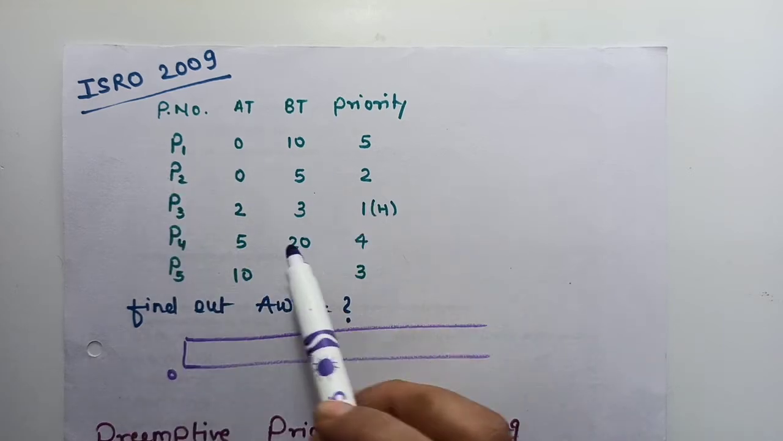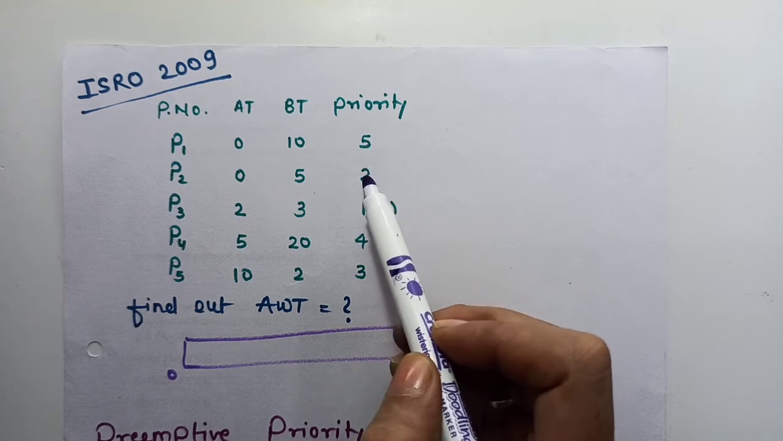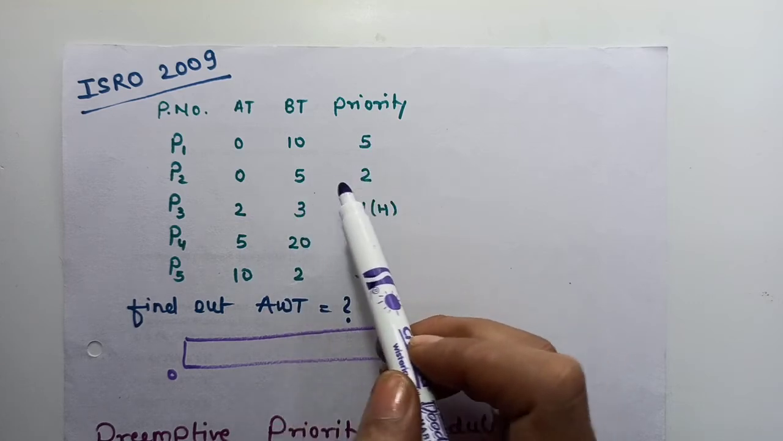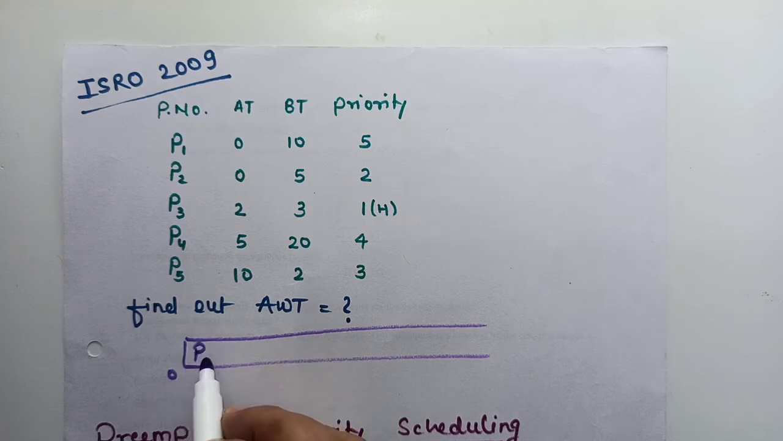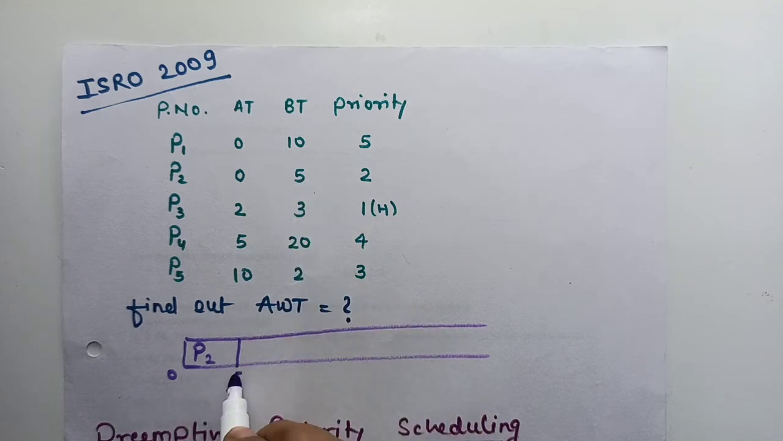So at time 0 we have two processes and they have the priority 5 and 2. That means the lower the number, the higher the priority. That means process P2 is having the highest priority. So we will schedule process P2 for how much time? It is non-preemptive by nature, so the time it requires, that is 5.